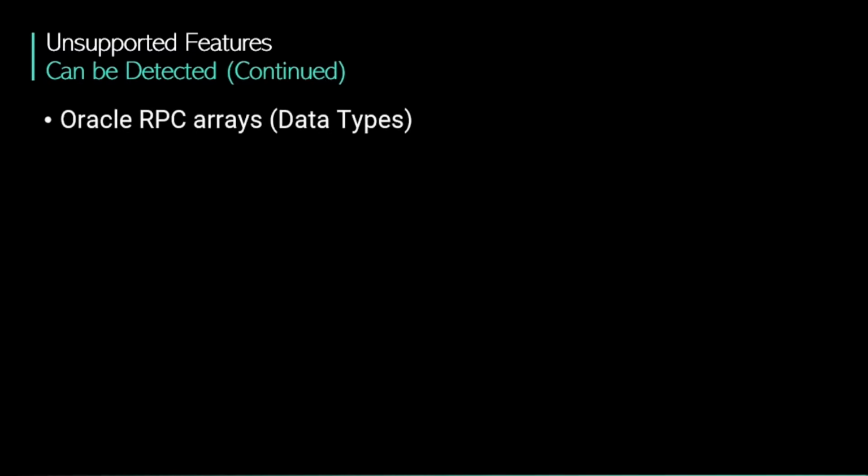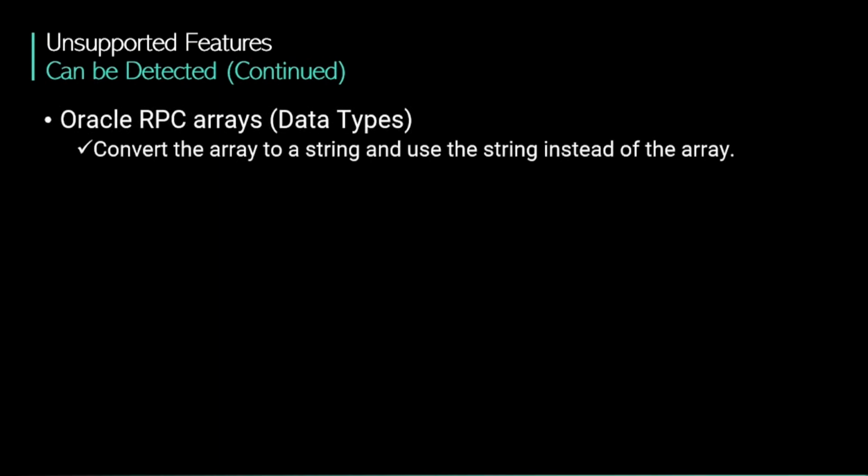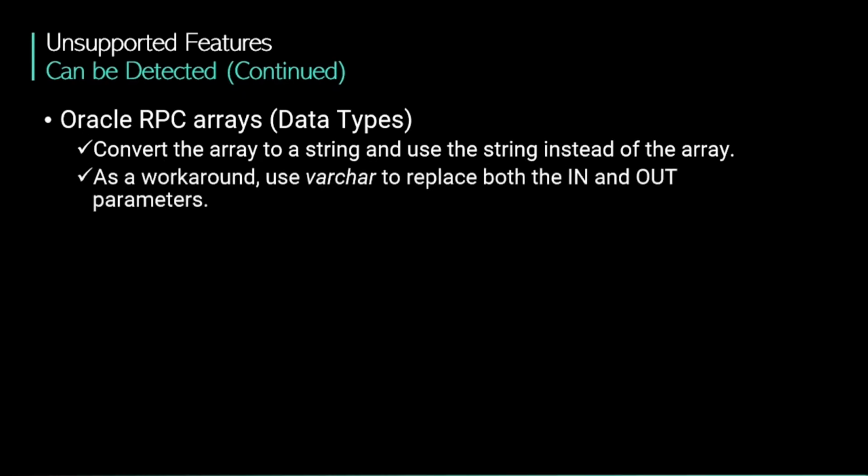So continuing on, Oracle Remote Procedure Call Arrays. Specific data types. Data types have a limited use within this particular RPC within PowerServer. So the suggestion is to convert all data types to a string array and use a string instead of that particular data type array. For example, number or decimal is one example. As a workaround, use varchar to replace both the in and out parameters on your stored procedure.